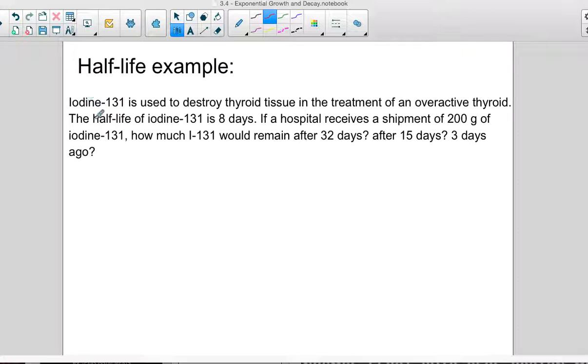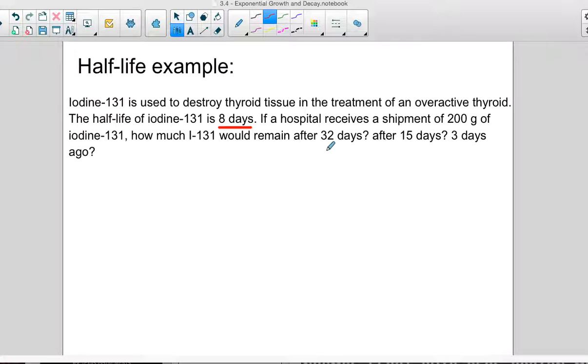So we have this chemical, iodine 131. The 131 doesn't have anything to do with the math. It's just the name of the chemical. It's used to destroy thyroid tissue for overactive thyroids. The half-life of iodine 131 is 8 days. So if you get a certain amount of it, 8 days later half of it is going to be gone. 8 days after that, another half is going to be gone, and so on and so forth. So if a hospital receives 200 grams, how much is going to remain after 32 days?